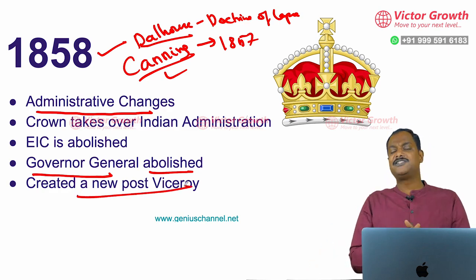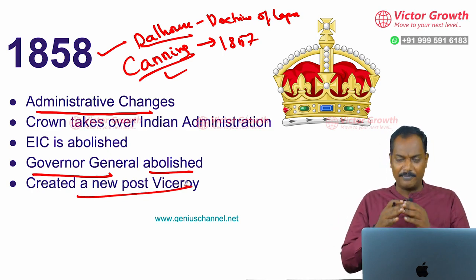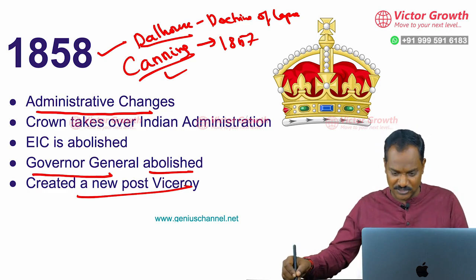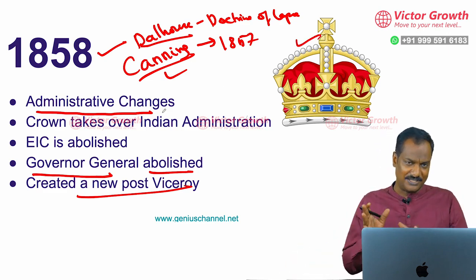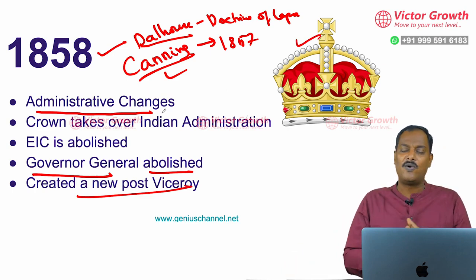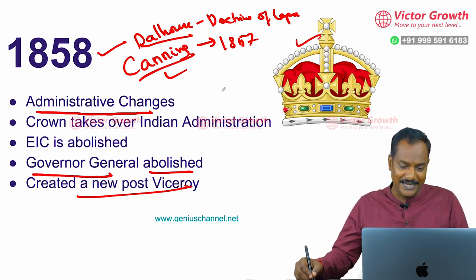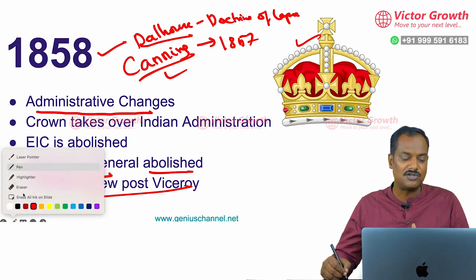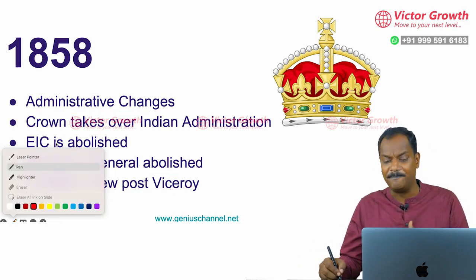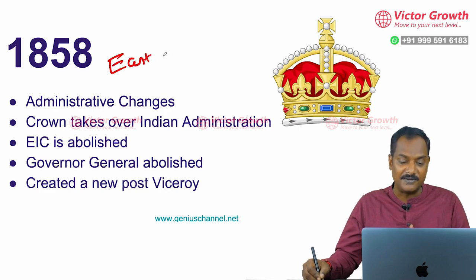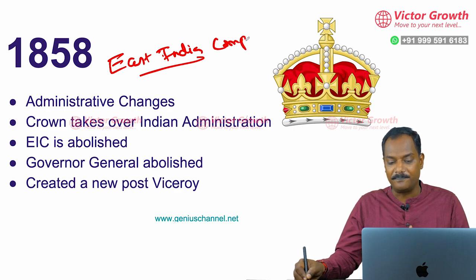So the post of Governor General is abolished, and they are creating a new post called Viceroy, because they want a direct administration of India. You can see this crown. Why have I put this image of the crown? Because the crown has taken over the Indian administration. How many of you know that till 1857 India was not ruled by the British directly? India was ruled by the East India Company. Please write down, the East India Company was the ruler of India.